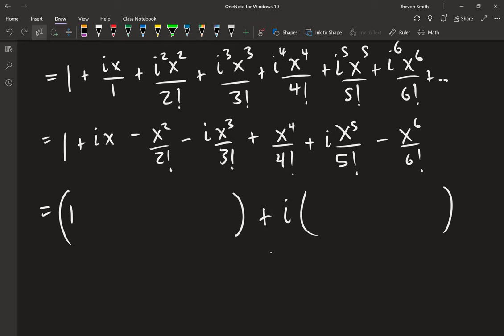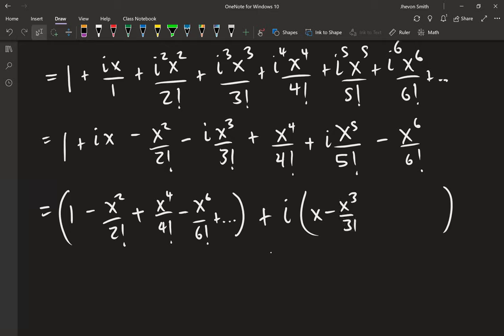So this is 1 minus x squared over 2 factorial plus x to the 4th over 4 factorial minus x to the 6th over 6 factorial plus dot, dot, dot. Over here, I would have x minus x cubed over 3 factorial plus x to the 5th over 5 factorial. The next one would be minus x to the 7th over 7 factorial plus dot, dot, dot.